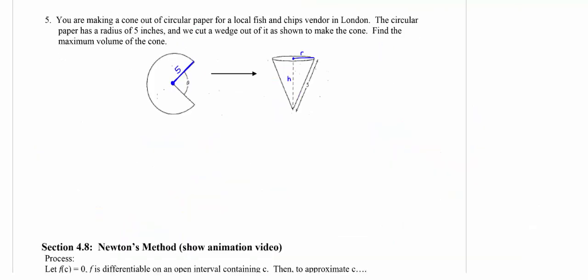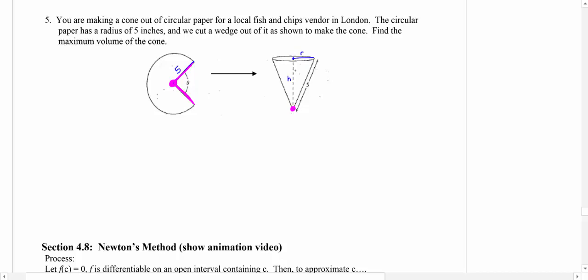Okay, so in this one, we are making a cone out of circular paper for a local fish and chips vendor in London. So the circular paper has a radius of 5 inches, so I drew that on the circular piece of paper here. And we're going to cut a wedge out of it as shown, and then when you actually force these two pieces to come together, this will form our three-dimensional cone. This bottom point that I'm drawing in the center of my circle becomes the very bottom of that cone. And then the 5 becomes the outside slant height or edge of the cone.